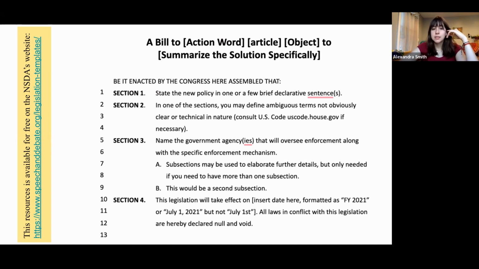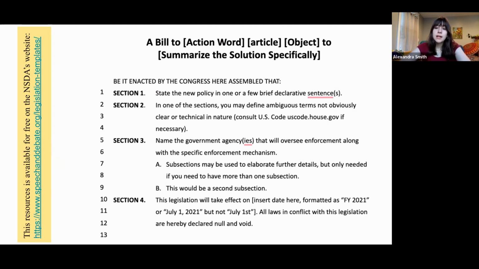Section 1 is the policy in a few brief declarative sentences. Really shouldn't be more than 2-3 sentences maximum. It's the gist of what the legislation is trying to do. The person reading it should understand the initiative that would be passed by the end of reading Section 1.